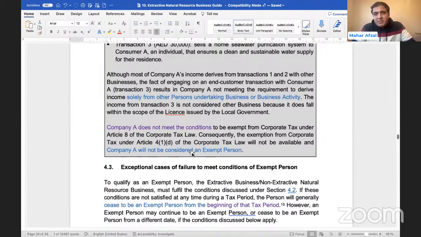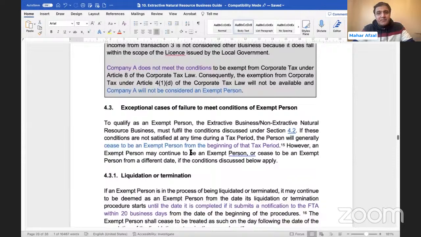What is the reason for this? Because this company has made a transaction with an individual. They were supposed to make transactions only with companies or entities doing business or business activity. But they made the transaction with the individual, so they are out of the exemption list.